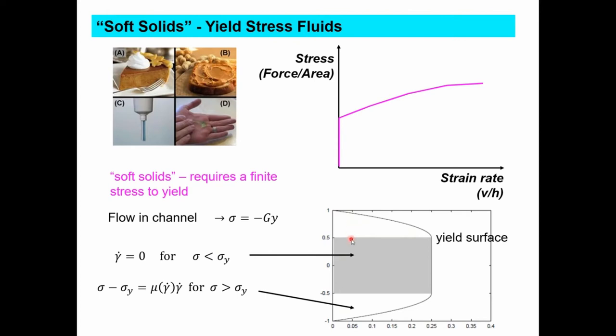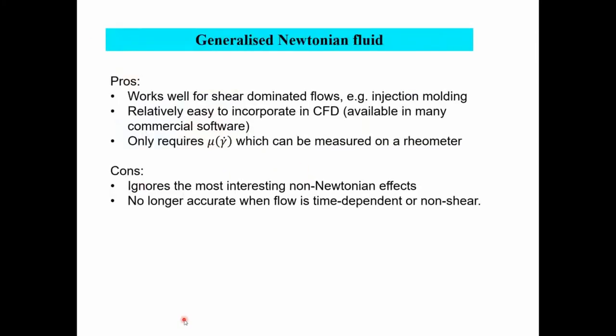And if you think about how toothpaste comes out of a tube, that's exactly what you see. The core of the toothpaste doesn't deform, and what you get is some shear quite close to the sides of the tube. It's almost as if it slips. Okay, so that's one class of models. Certainly if you look in a CFD package, it tends to be the thing that they implement in terms of non-Newtonian fluid behavior.